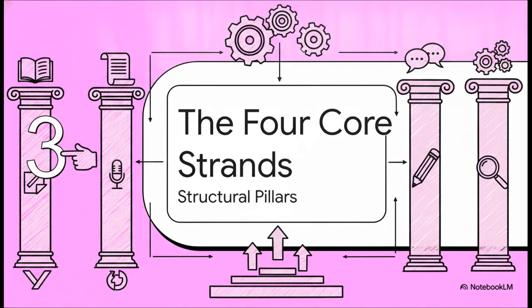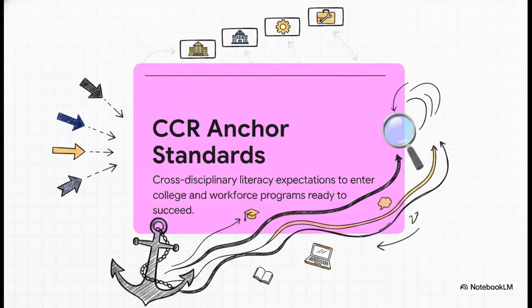Section 3. The 4 core strands. The structural pillars of literacy. All right, so now that we understand the philosophical blueprint and that human portrait, we need to get into the actual mechanics. Let's talk about how the specific disciplines of literacy are categorized across the grades. Basically, everything hinges on the CCR, the College and Career Readiness Anchor Standards. These are the general, cross-disciplinary expectations required for adults entering college or the workforce.